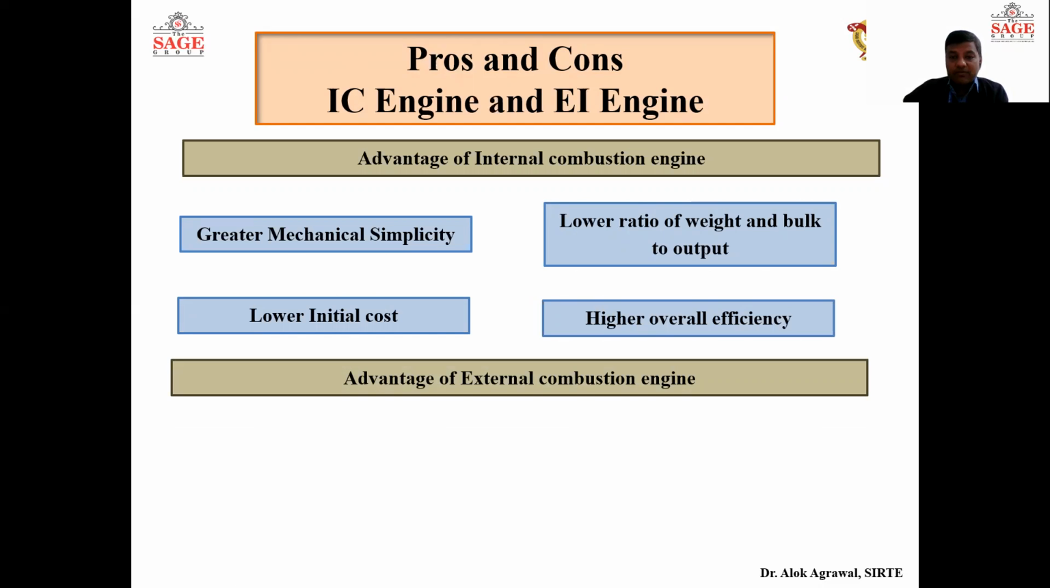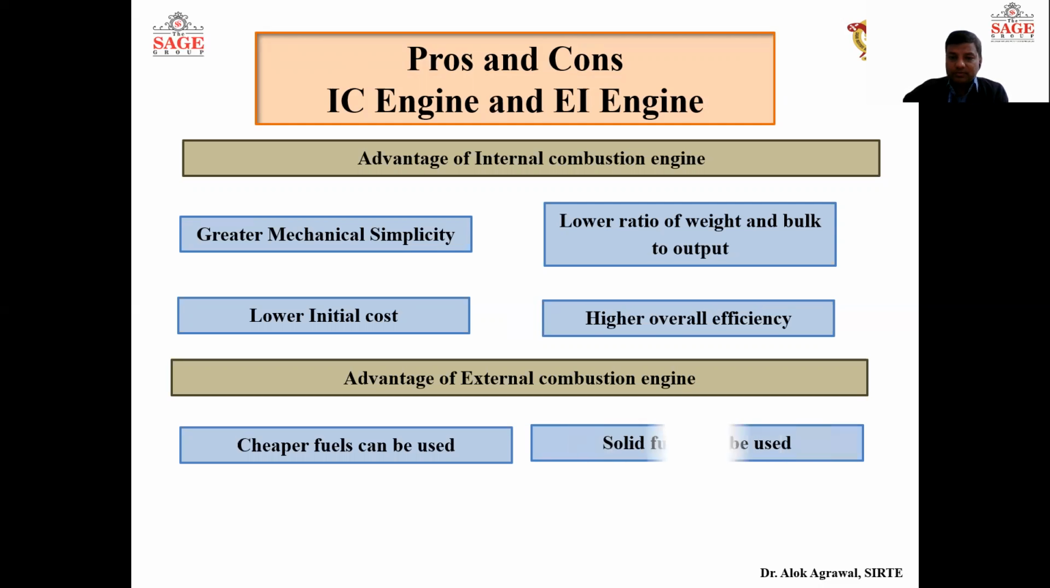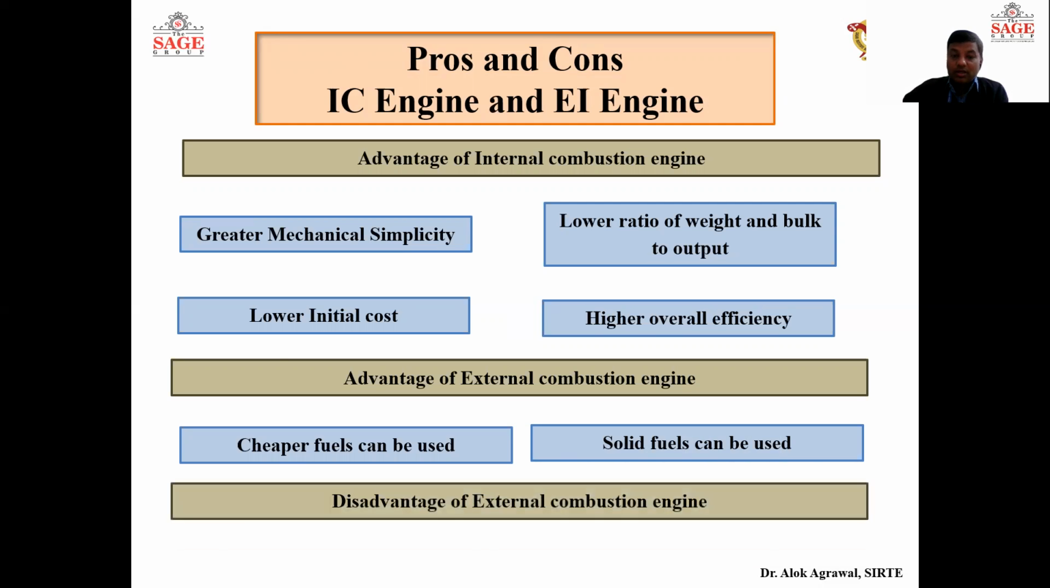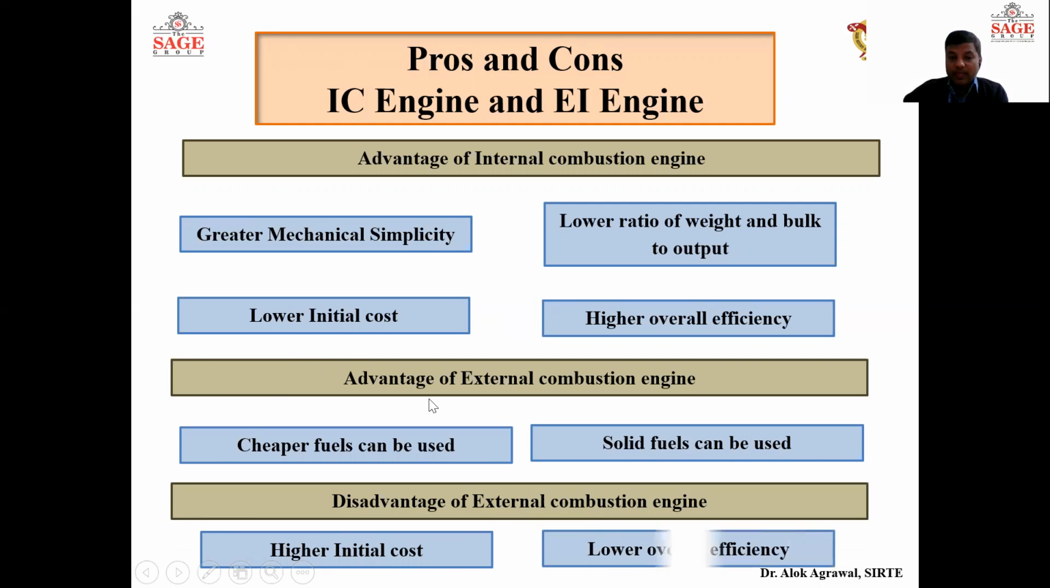External combustion engine also has certain advantages, like the fuel used in external combustion engine is relatively cheaper because we generally use coal as a fuel, and coal is much cheaper than petrol or diesel. Here in external combustion engine, solid fuel can be used, but in internal combustion, it is not possible to use solid fuel. What are the disadvantages of external combustion engine? Its initial cost is very high. Imagine setting up a power plant, it will give us huge cost. And another one is it has lower overall efficiency. So both have their advantages and disadvantages.